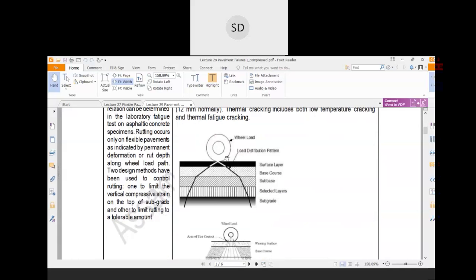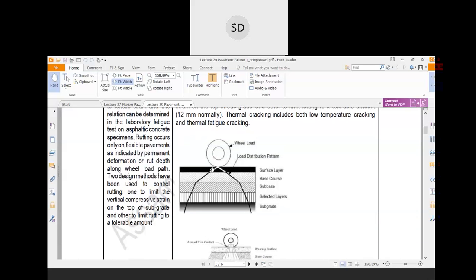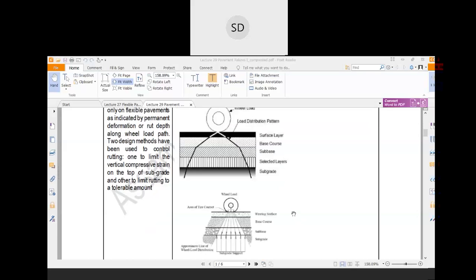So this is the wheel load and your load distribution is assumed like that. Okay, that is your load is distributed over a larger area. In this way the wheel load is distributed over a particular area. Therefore, the intensity of the load will be reduced as the thickness of the pavement increases.